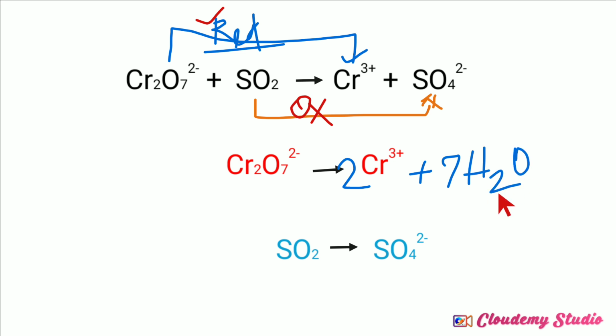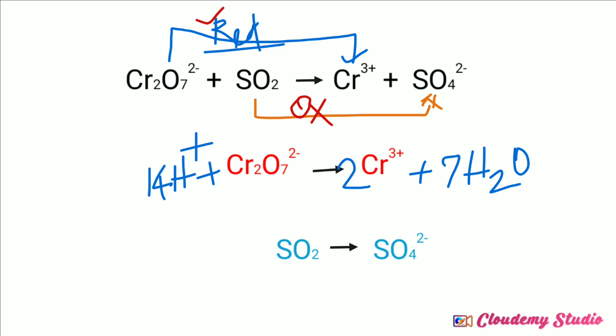When we add 7 moles of water, the right hand side has 7 times 2, 14 hydrogen atoms, but the left hand side has no hydrogen atoms. Therefore we need to add hydrogen ions. These 14 hydrogen atoms we need to write as 14 hydrogen ions on the left hand side. So here we are adding 14 hydrogen ions.